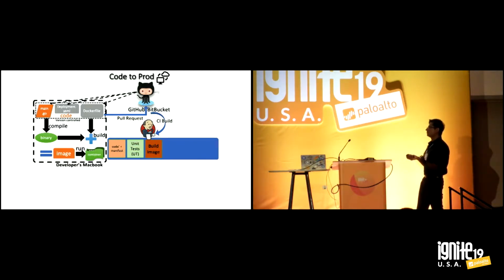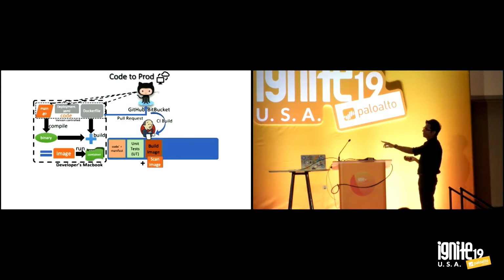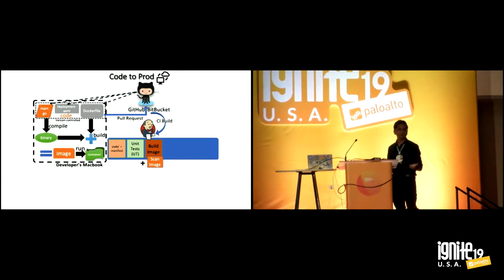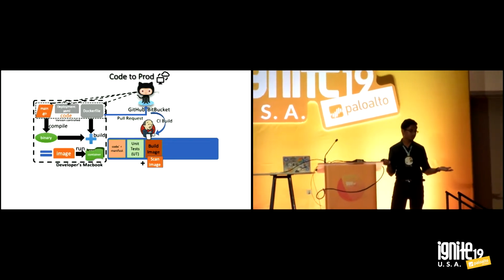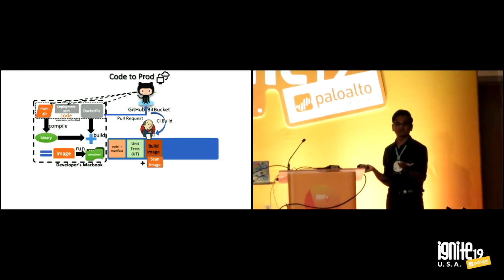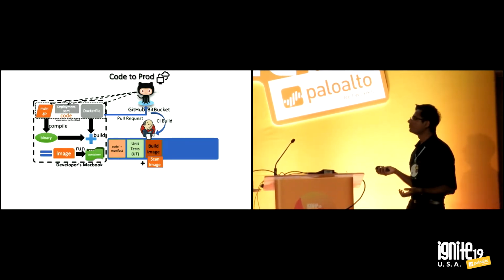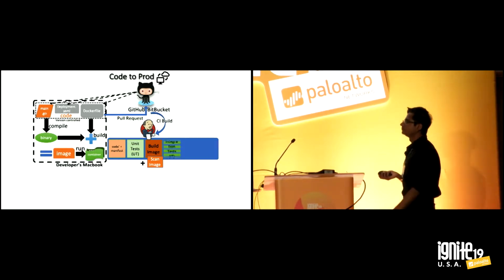After those unit tests pass, you typically build the container image. When you build the container image, this is the security step. Also scan the image for vulnerabilities. And if this is where it fails, then stop the build right there, so the developer can fix it before it's merged into master.